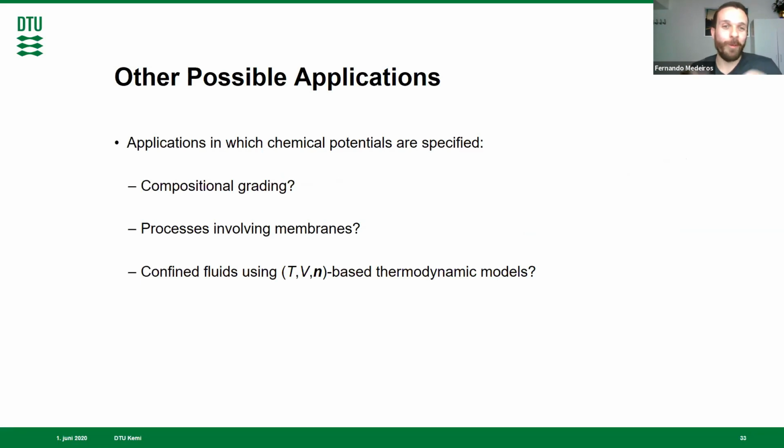And now I'm wrapping up the presentation, and I would like to start the discussion already. So are there possible applications for this? Mainly, I think about fixed chemical potential applications, such as compositional grading, for instance, that has a gradient of fixed fugacities because of the gravity segregation of fluids.